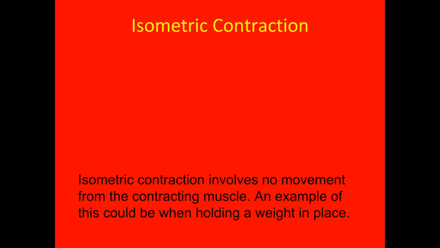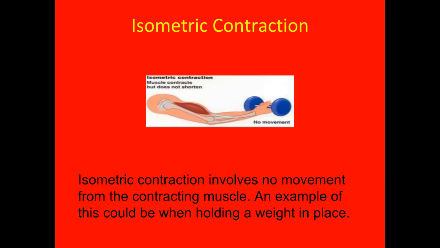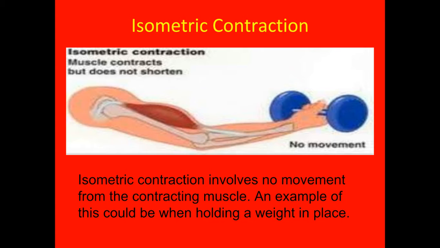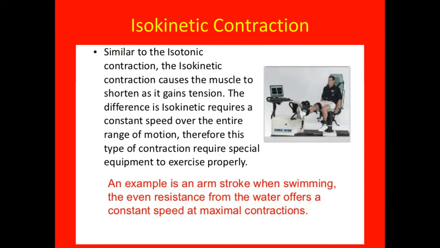The last main example is isometric contractions. Isometric contractions involve no movement in the contracting muscle. Holding a weight in place when performing a bicep curl means that the biceps brachii is isometrically contracted. There is no movement. One last type of contraction is isokinetic contraction.